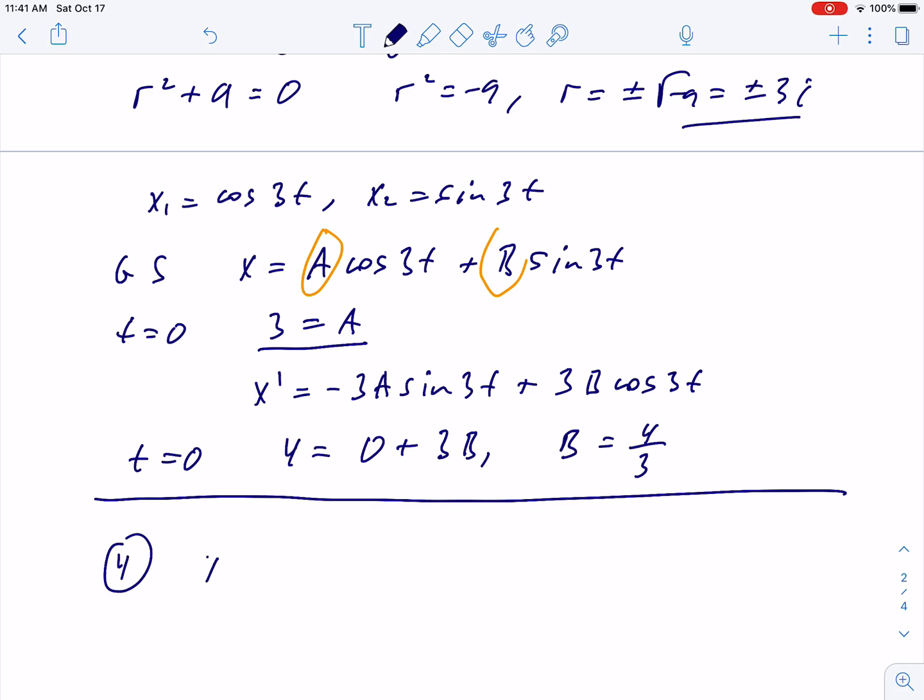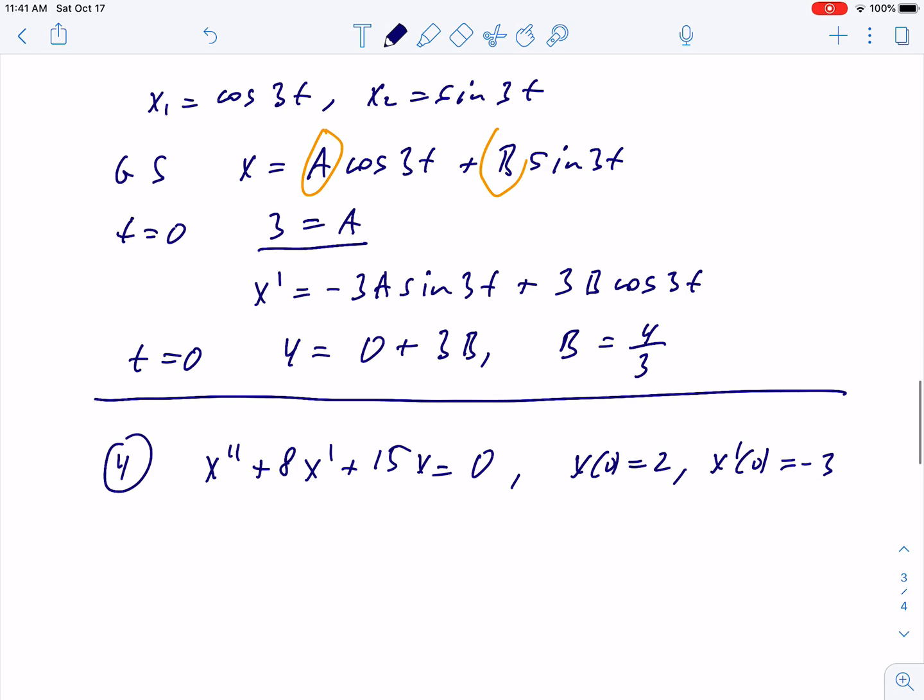Here the equation is x second plus 8x prime plus 15x equals 0 again, homogeneous equation. x0 is 2, x prime 0 is -3. Apply Laplace transform to both sides and distribute.